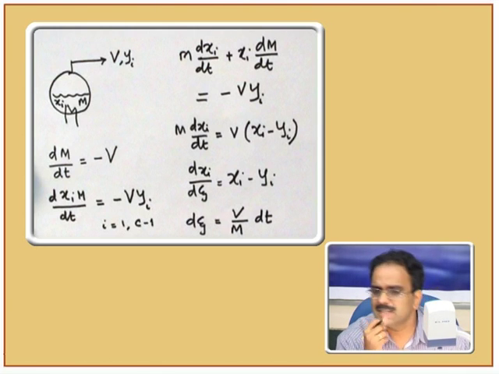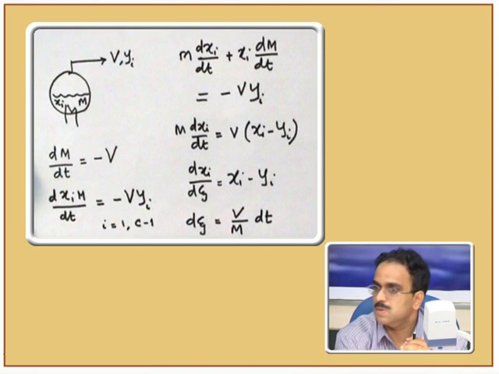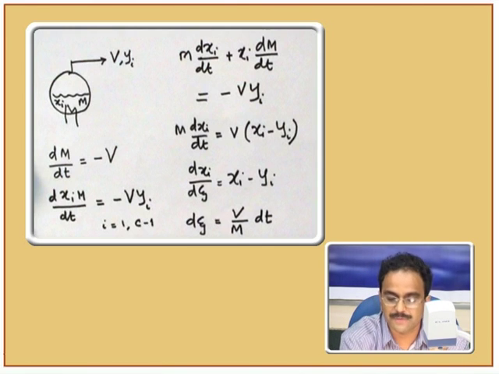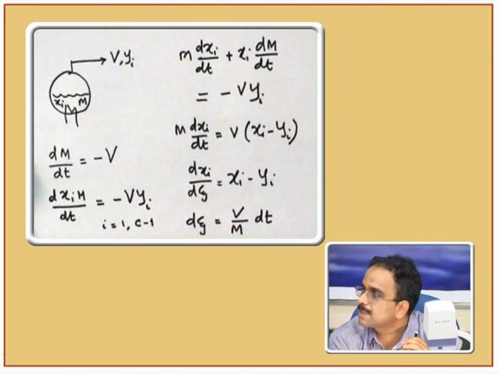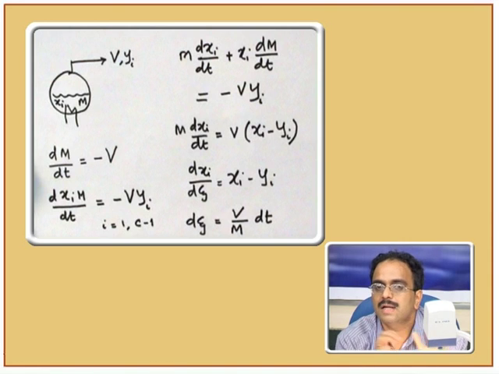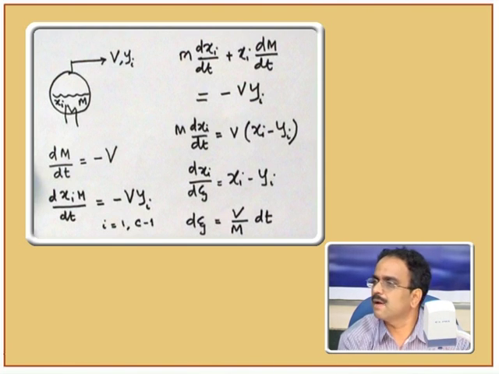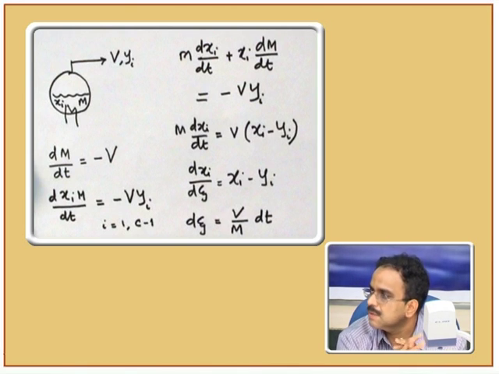Why is it called a residue curve map? Because I am looking at the composition of the residue, how it changes with respect to time. This particular equation tells me how it changes with time, because if I solve this equation, this is an ordinary differential equation. How many such equations do I have? I have two equations for a ternary system, or C minus 1 equations for a C component system. And there are many techniques to solve this simple initial value problem, an ordinary differential equation.